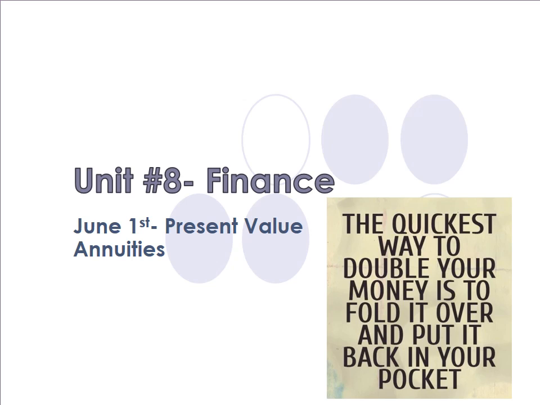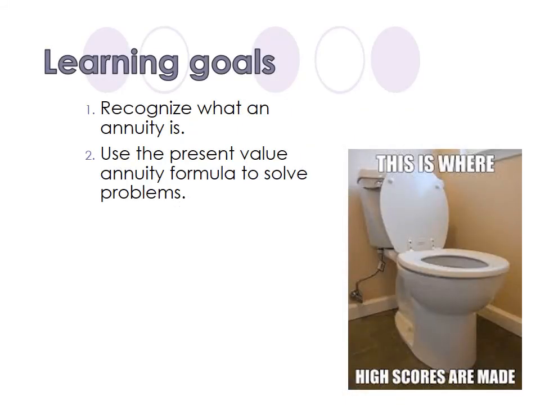It is on present value of annuities, so building off of the previous lesson for future value. This is your last major lesson for this unit. We're going to continue to recognize what an annuity is, and then we are going to use the present value annuity formula to solve 3 different word problems.